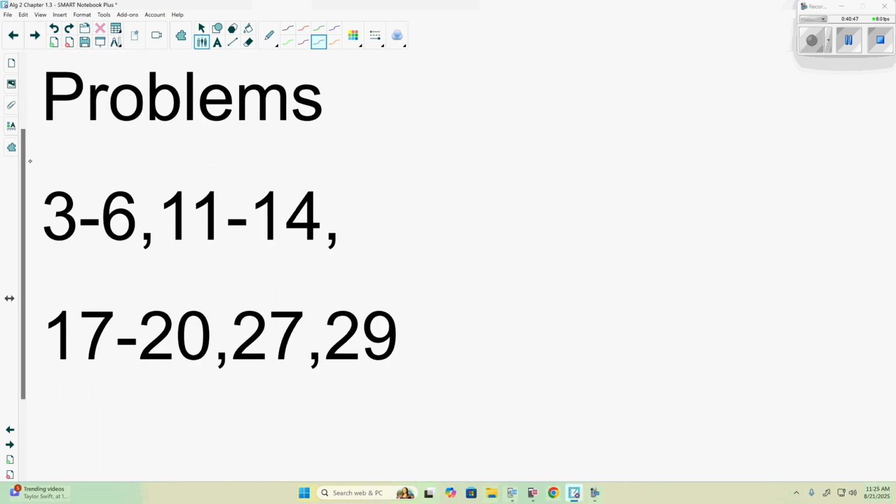The homework. Problems 3 through 6. So, okay, if we get to 6 weeks, get those first, that is fine. So problems 3 through 6, 11 through 14, 17 through 20, 27, 29. You are not to graph any of these. I'm just having you apply these transformations to each one of these here. So 3 through 6, 11 through 14, 17 through 20, 27, 29.